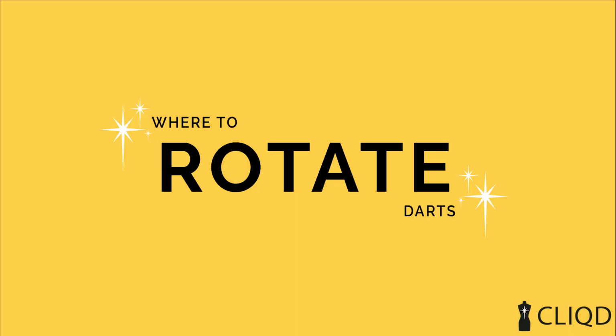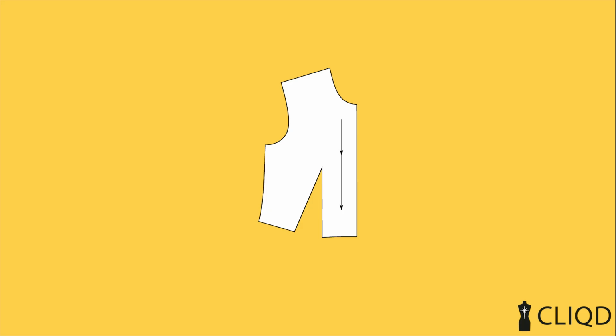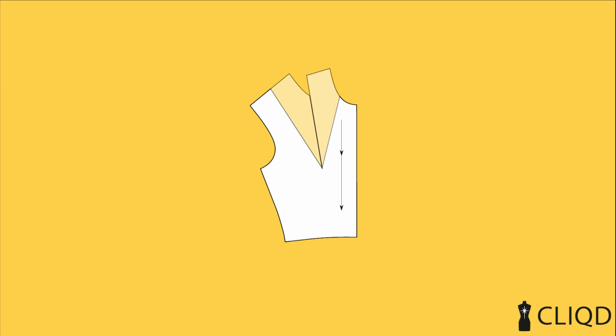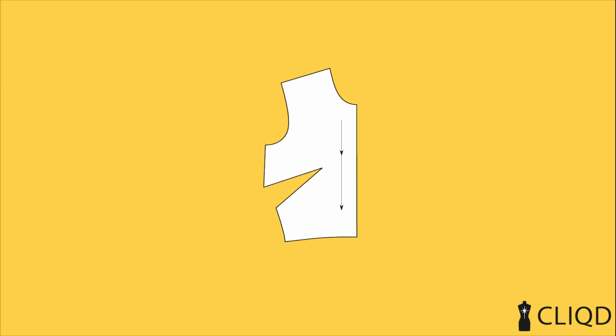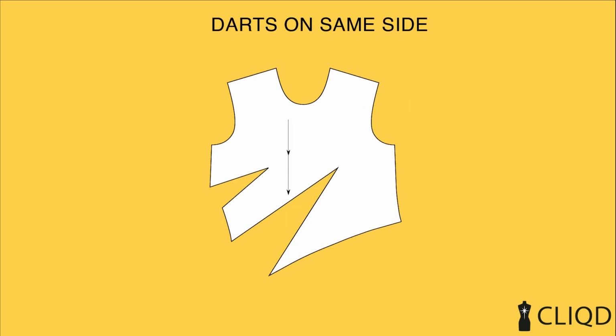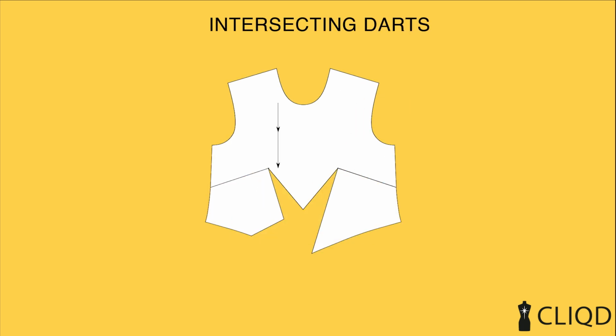Darts can be rotated anywhere. Dart rotation is a design choice, and a dart can be rotated to any location around the pattern outline without affecting the fit or size of the pattern, as long as you rotate from the bust point, not the dart point. You can get creative too. The design can be asymmetric, or both darts can be on the same side. You can also have intersecting darts.